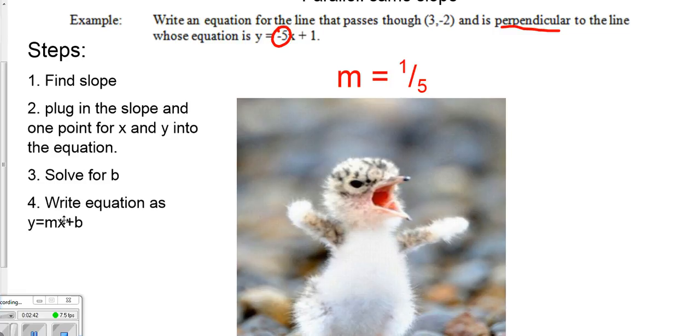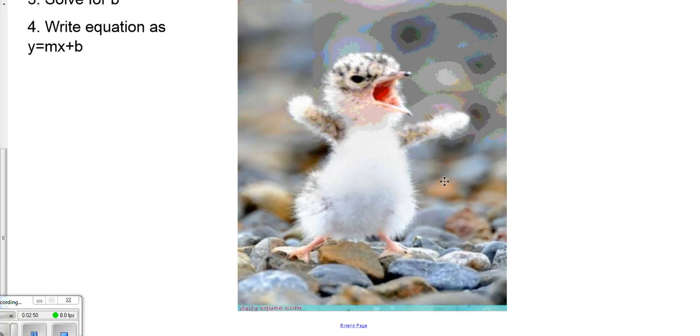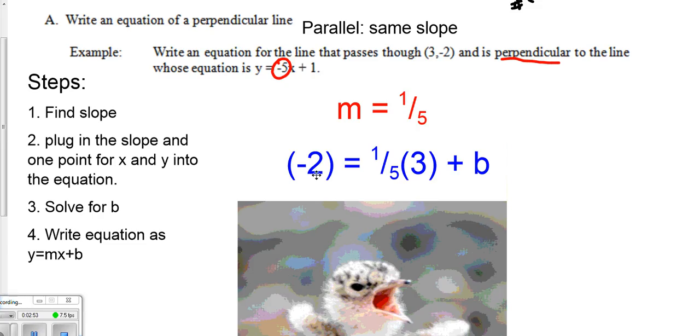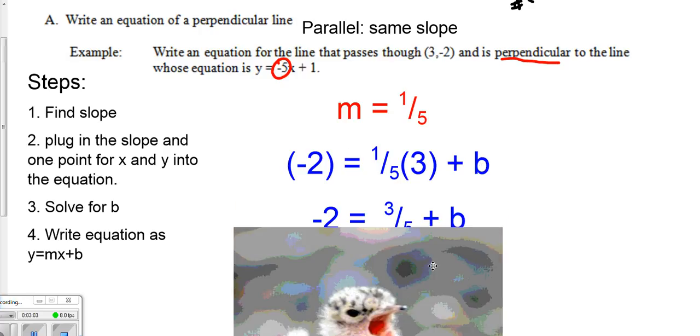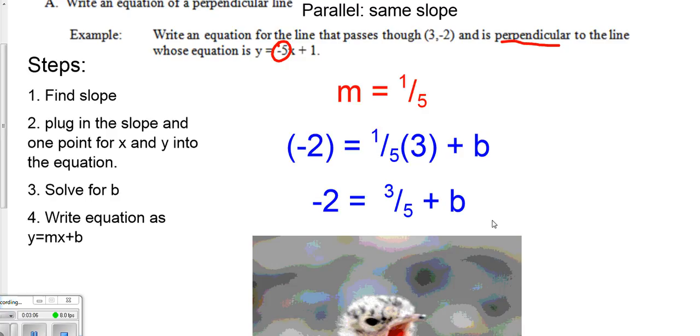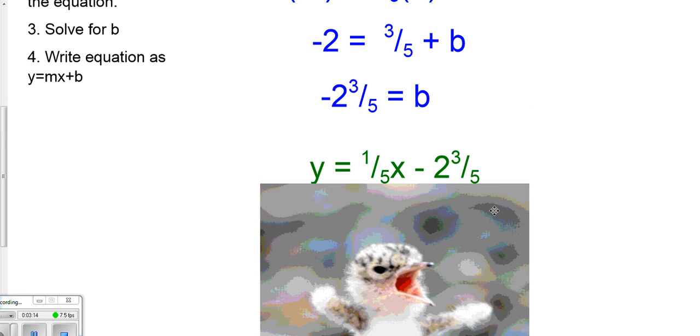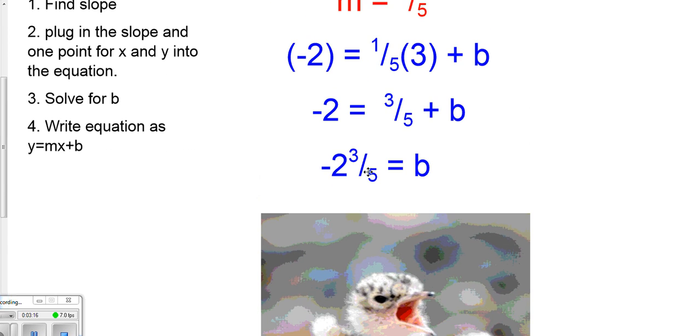Now we know a slope, and we have the point here. We just do the same exact steps as we did before. Plug in the slope and 1 point, and then solve for b, and write our equation. -2 is our y value, equals 1/5 is our new slope, times x, which is 3 from up here, plus our b value. 1/5 of 3, we would just call 3/5. So -2 equals 3/5 plus b. Subtract the 3/5 from both sides, and we would get that -2 and 3/5 is equal to b.